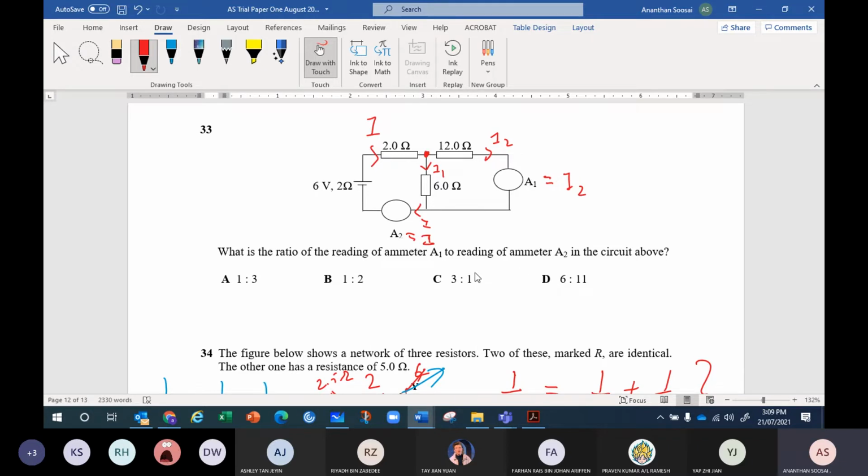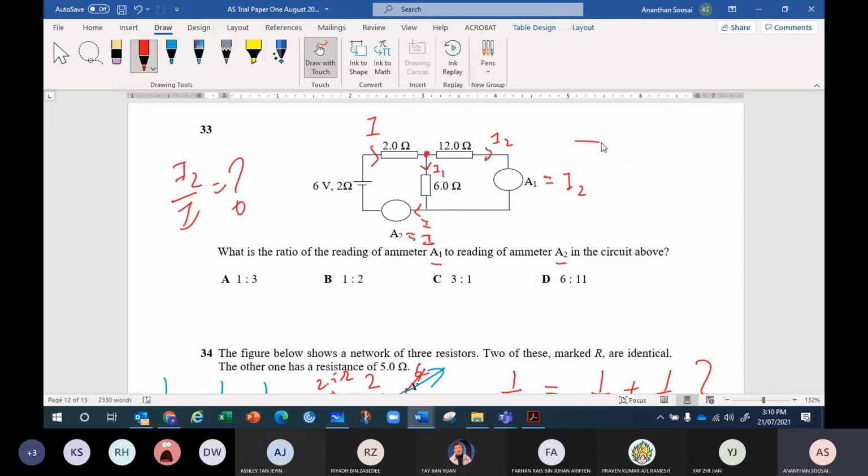The question is asking for what? What is the A1 to A2? A1 divided by A2. That means the question is asking for I2 over I. How much is I2 over I, according to my diagram? Can you write I2 in terms of I or not? I comes to this junction. I splits into I1 and I2. Is I1 greater or I2 greater? How much fraction of I will go as I2? It depends on the resistance of that path, right?